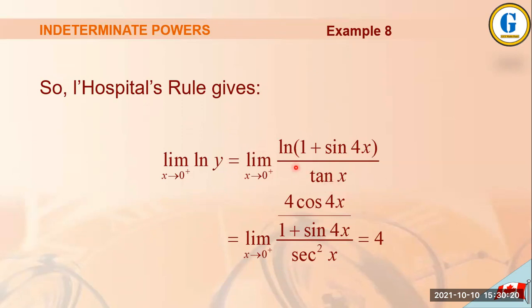So as x tends to 0 here, what do we have? Sine 0 is 0, 0 plus 1 is 1, ln 1 is 0. And tan 0 is 0. So we have the type 0 over 0 here. We differentiate numerator and denominator and apply limits, and we will end with 4. So the limit of ln y as x tends to 0 is equal to 4.